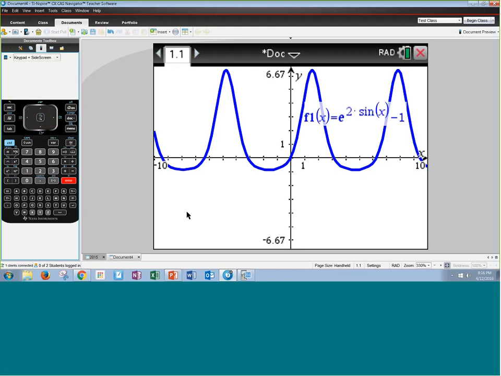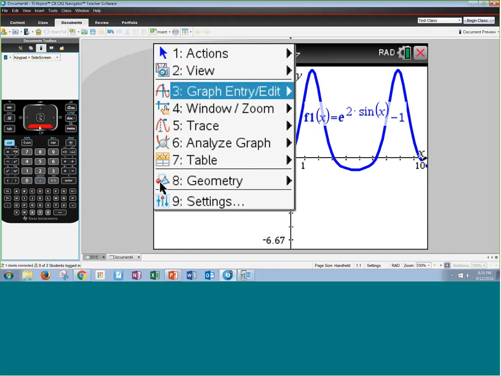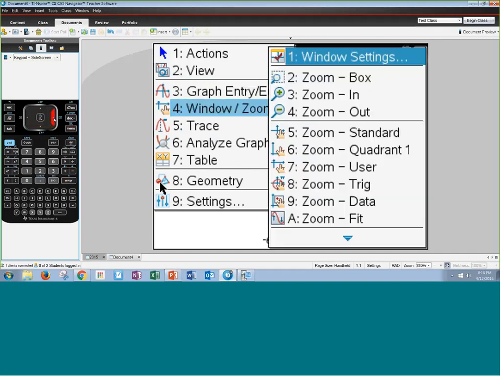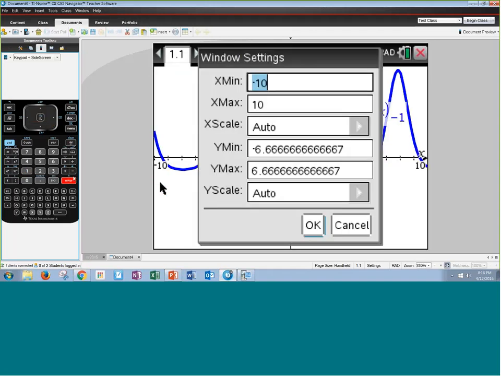So Steve was talking about finding an appropriate window that is similar to the rectangular region that they had shown on the exam where they were supposed to sketch their graph. One of the ways to do that is through menu and the window zoom, which is number 4 here. So we could go to window zoom, and we could go to our window settings, and then we could put in our X-min, X-max, X-scale, Y-min, Y-max, Y-scale, which is fairly simple to do.